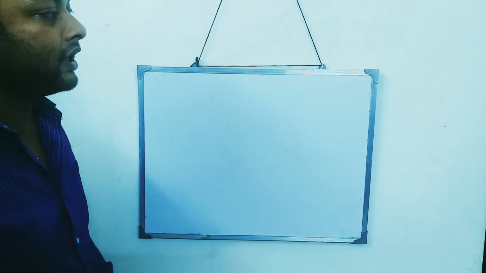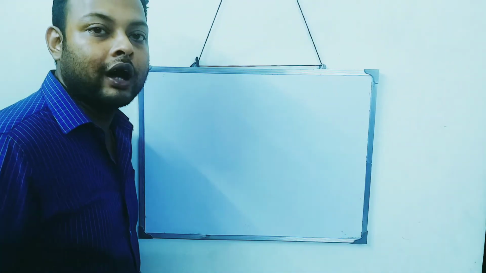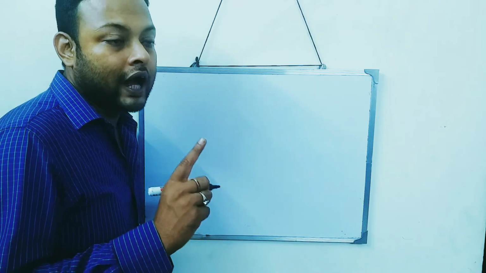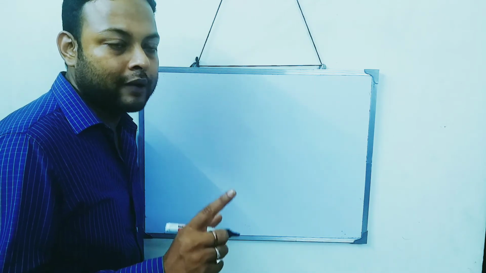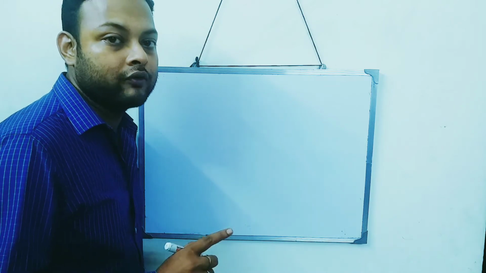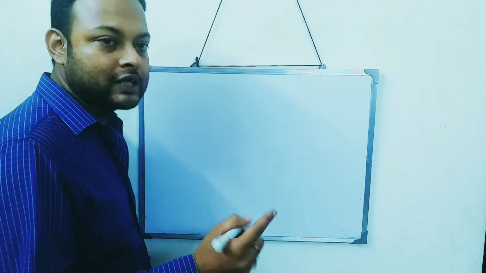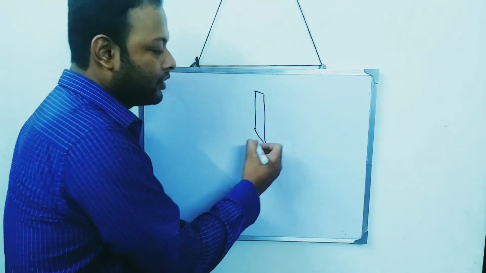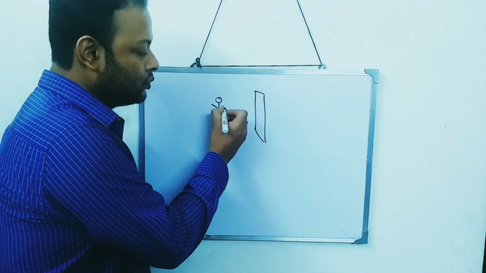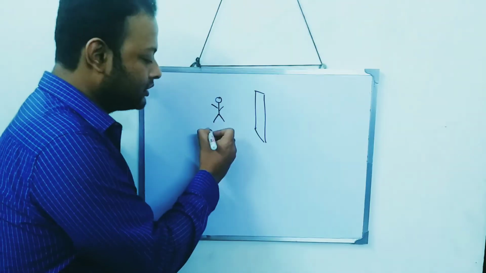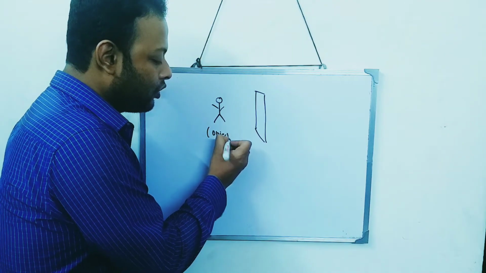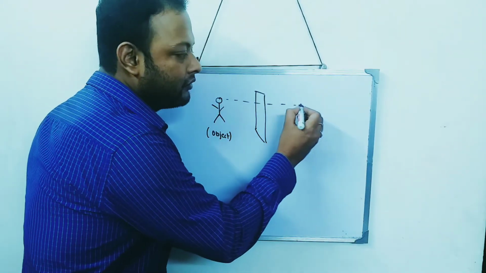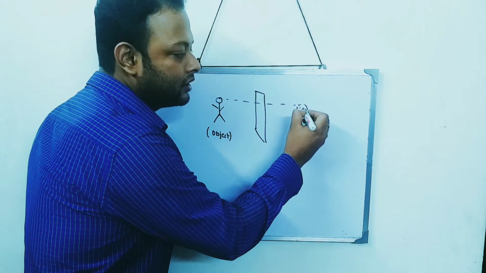Before going into how an image is formed by reflection, you have to know there are two types of object. An image is formed by an object. Suppose I have a mirror, and this is the person standing in front of the mirror. We consider this person as the object, and he can see himself inside the mirror, something like this.